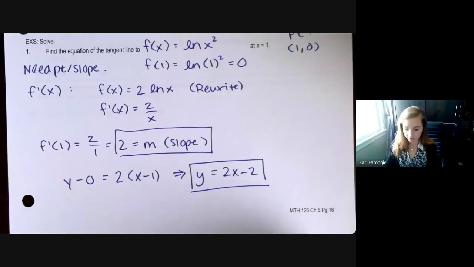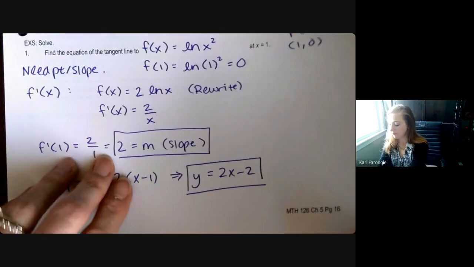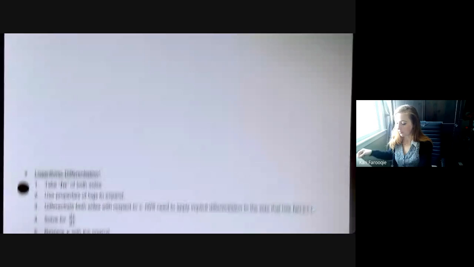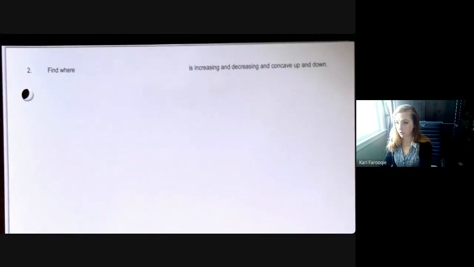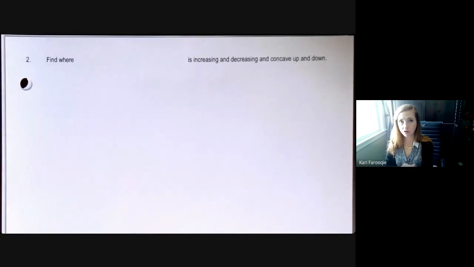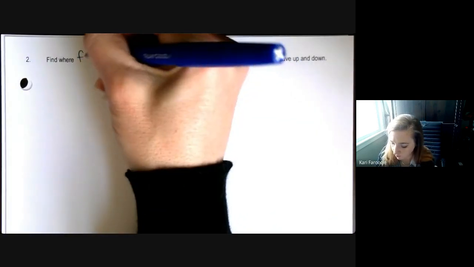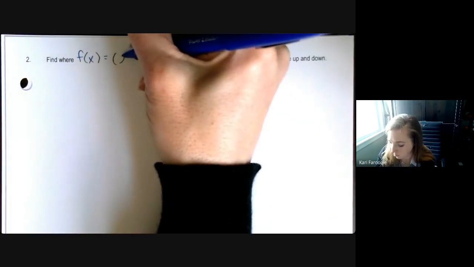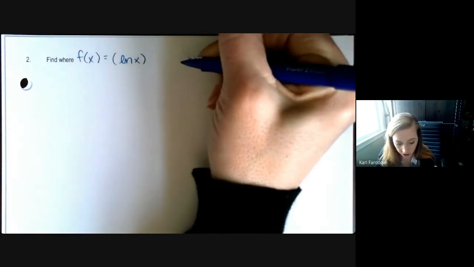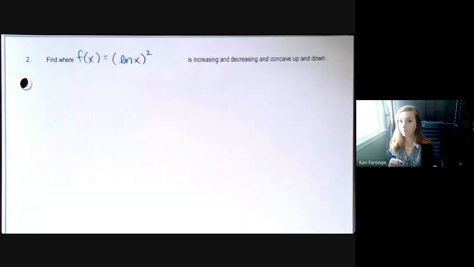Okay. Next, we are going to find where our logarithmic function is increasing, decreasing, concave up, concave down, etc. This is going to be f of x is the quantity natural log of x, squared.